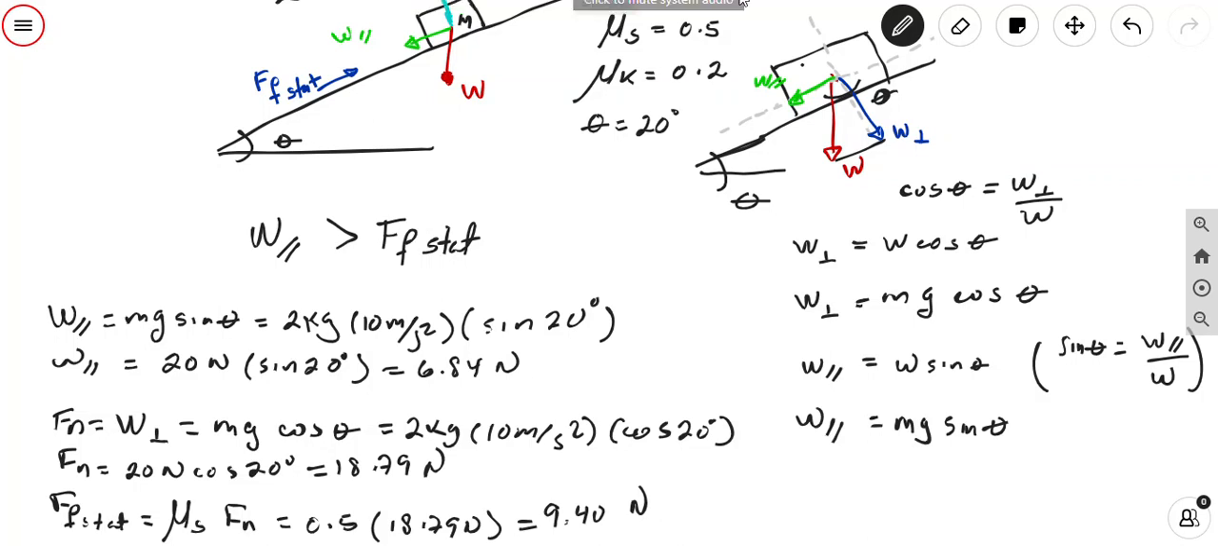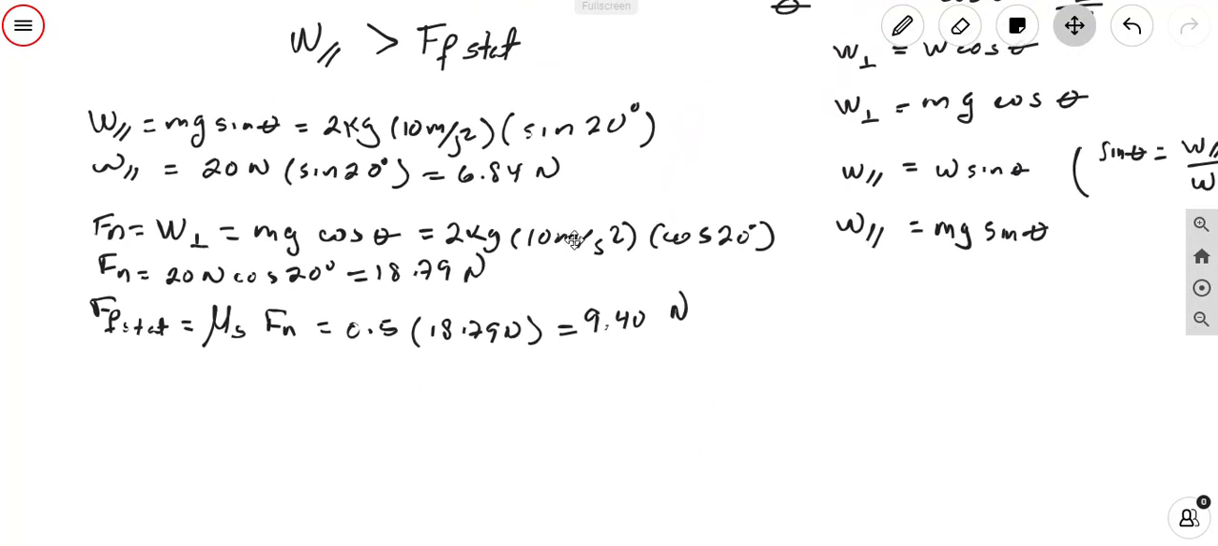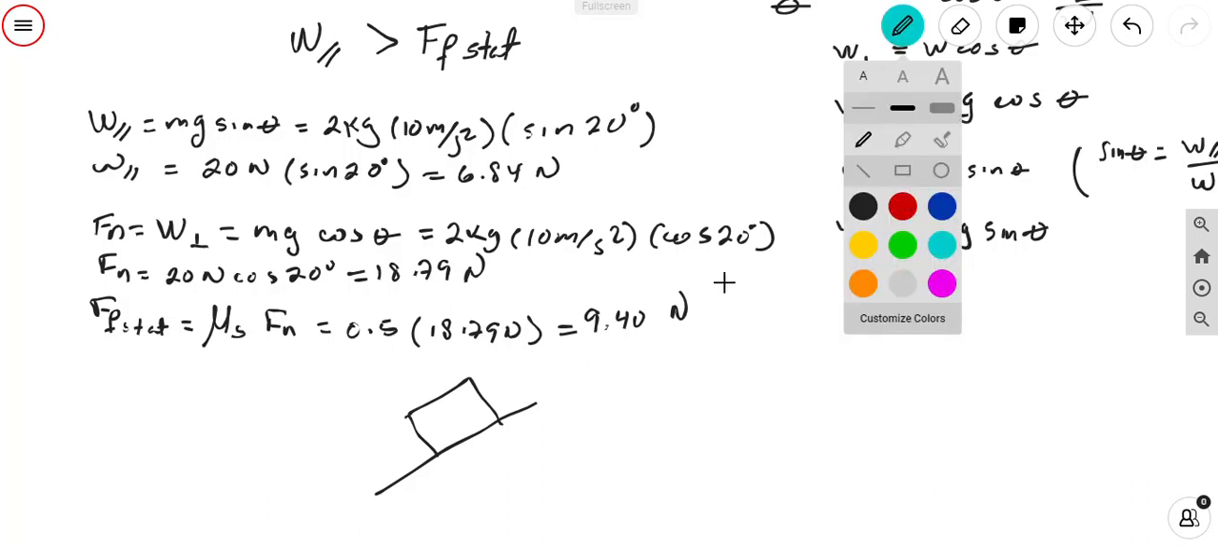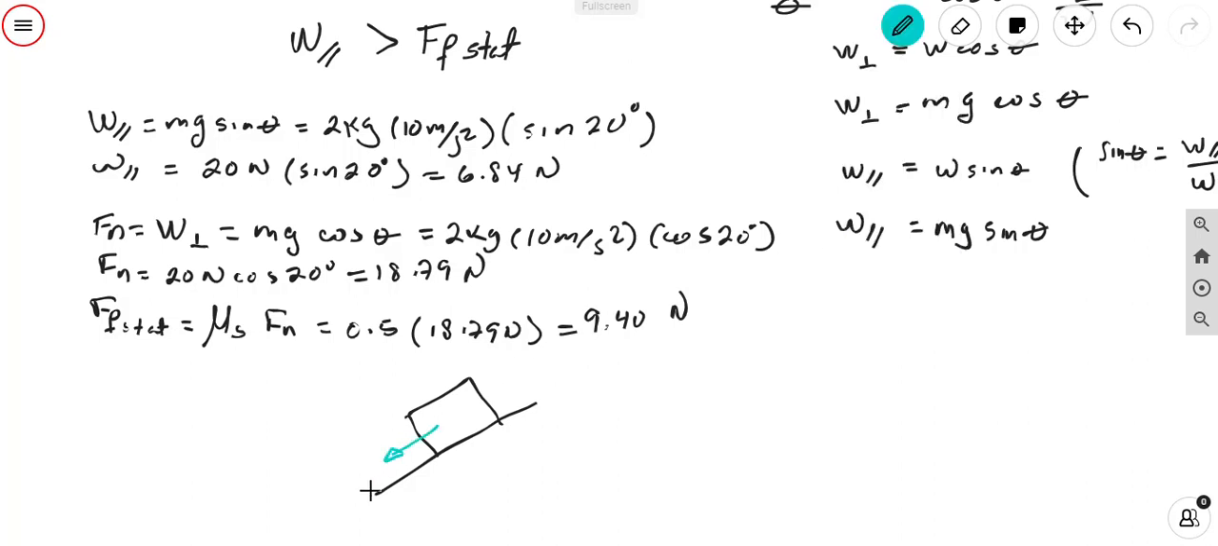So what we have here is our block. There is a force like this, that is the parallel component of the weight, equal to 6.84 newtons.